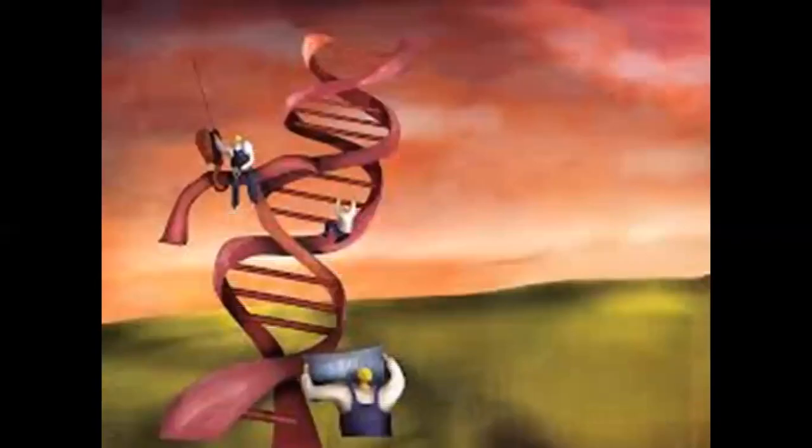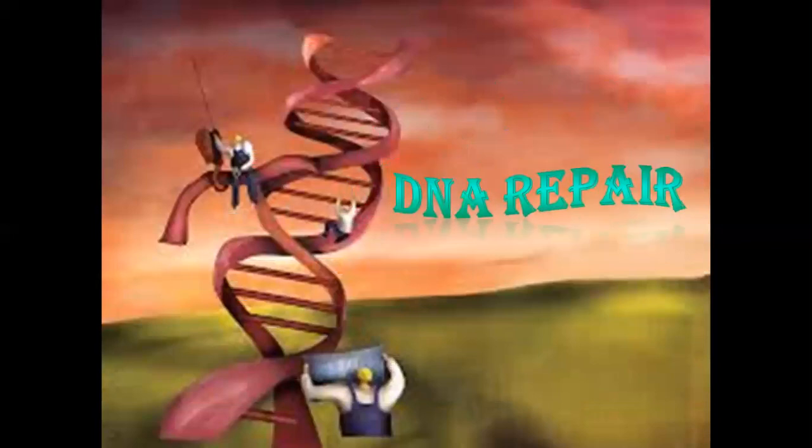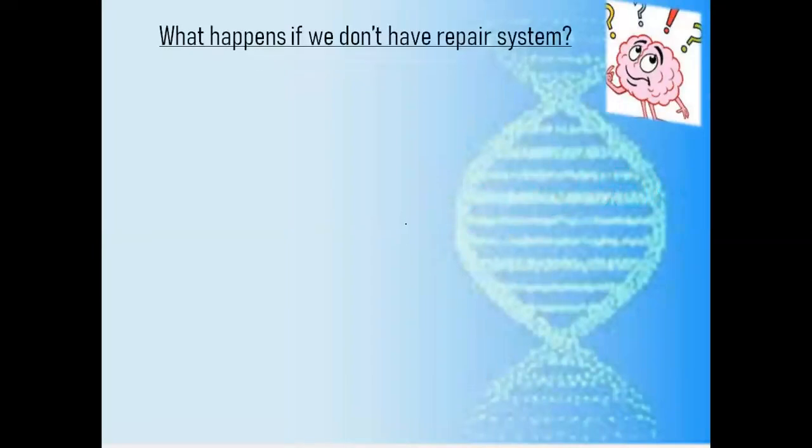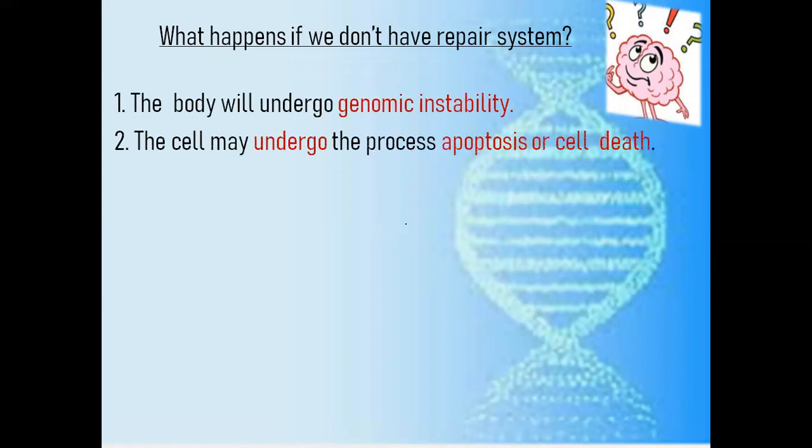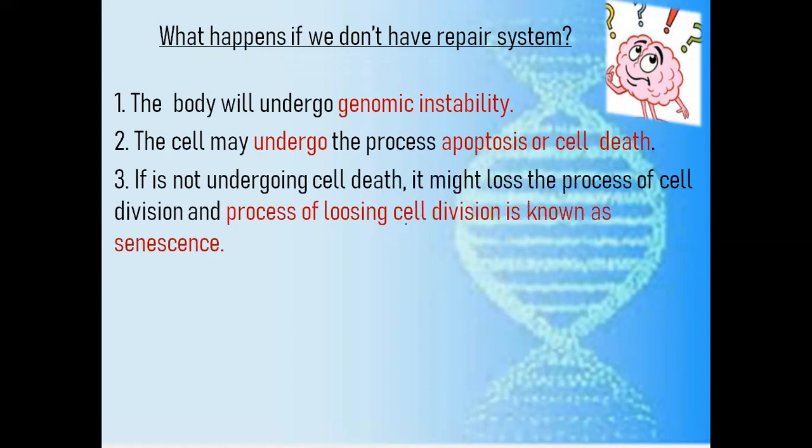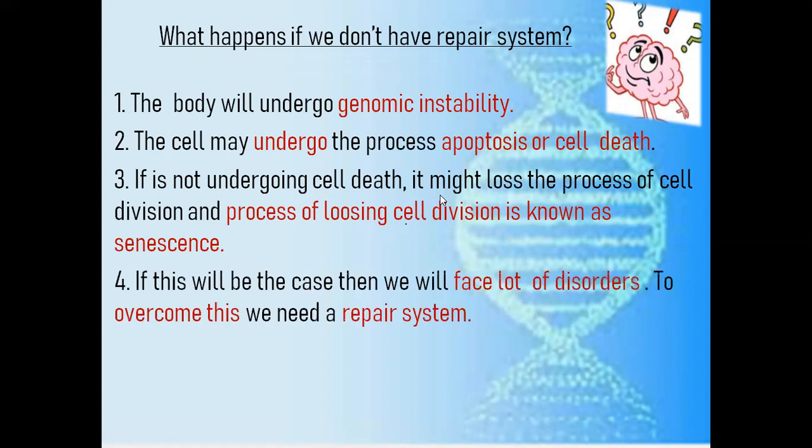Next, let's now see how DNA repair takes place. Before that, why do we need a DNA repair system? Because the body will face genomic instability, where the cell may undergo the process of apoptosis or cell death. If not undergoing cell death, it might lose the ability of cell division, and the process of losing cell division is known as senescence. If this is the case, then we will have to face a lot of disorders.